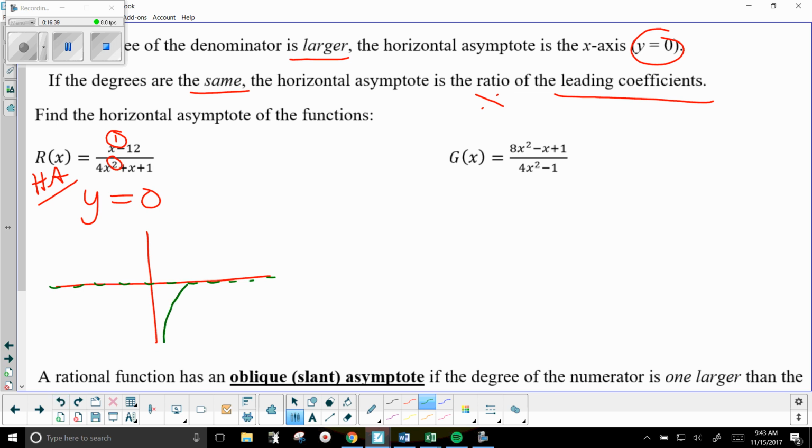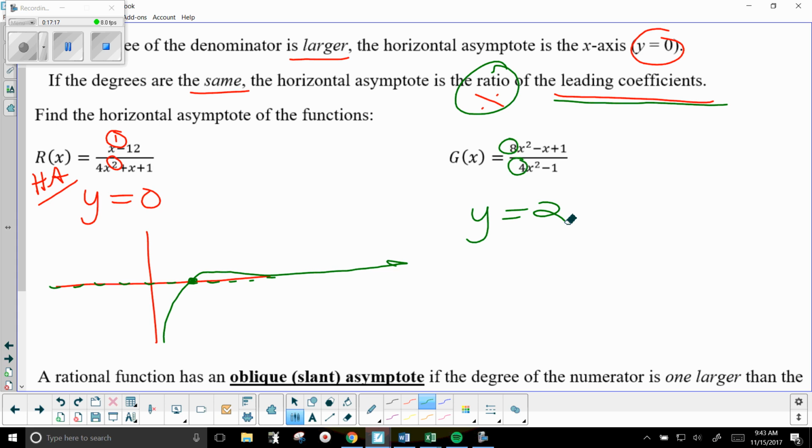Sometimes you'll see a graph cross a horizontal asymptote, but then it'll come back down and skim across the top. So it's either going to skim across the bottom or the top, but occasionally it will cross a horizontal asymptote. The one you cannot cross is the vertical asymptote. That's the horseshoe. Okay? So let's take a look at g of x. Which scenario is that? Larger or the same? The same. So that tells us to divide the leading coefficients, and that's my answer. So what is 8 divided by 4? 2. Now write it as a horizontal line, y equals 2.